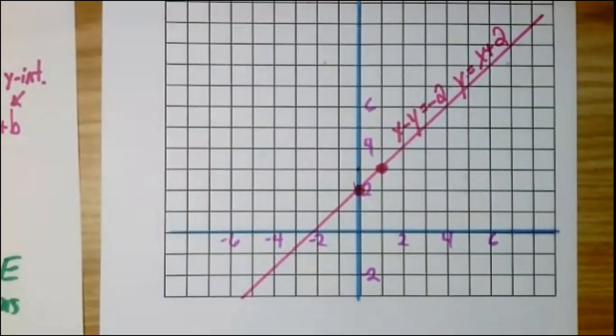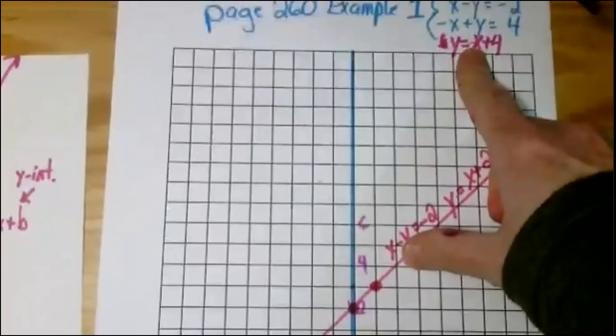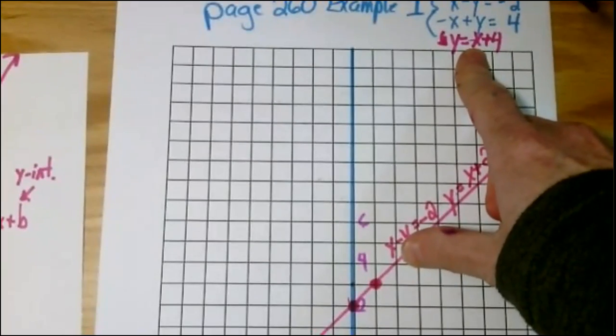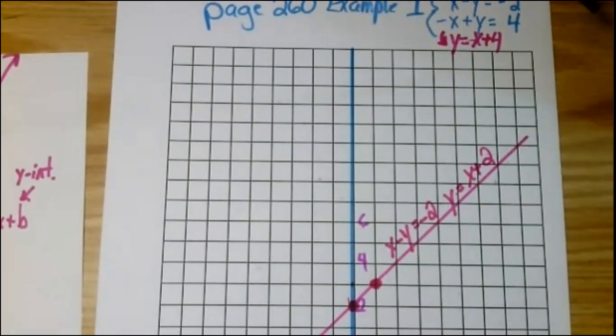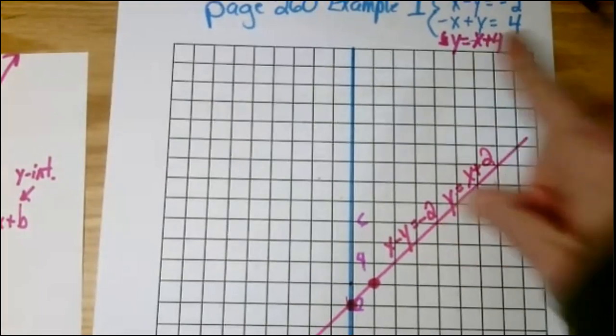That's that line. Now remember, we decided that this has no solution. So let's do the other one now. We have y equals x plus 4. So our y-intercept is 4.